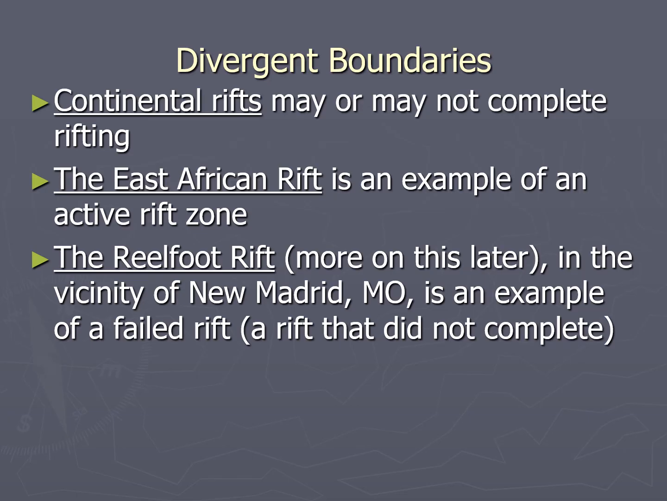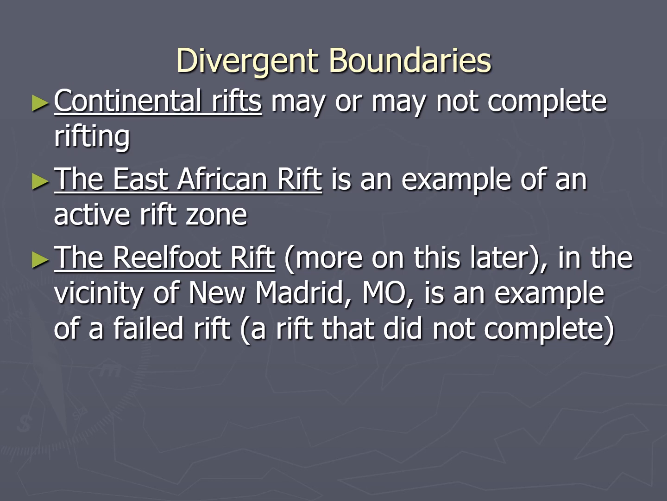Okay, so more on divergent boundaries. Continental rifts may or may not complete rifting. The East African Rift is an example of an active rift zone. And I'm going to ask you to know that. You're going to need an example for each of these plate boundaries. I'm also going to ask you to give me an example of a failed rift.